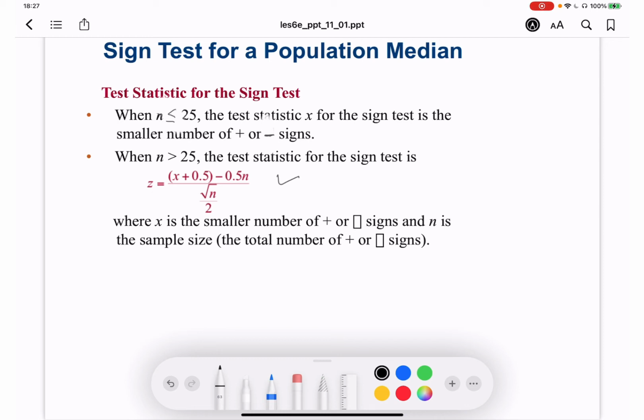So X is the smaller number of plus or minus, whichever has the smaller frequency. That one we're going to assign to X. And the sample size is the total number of plus or minus, so minus the ones that are zeros. We don't count the zeros.